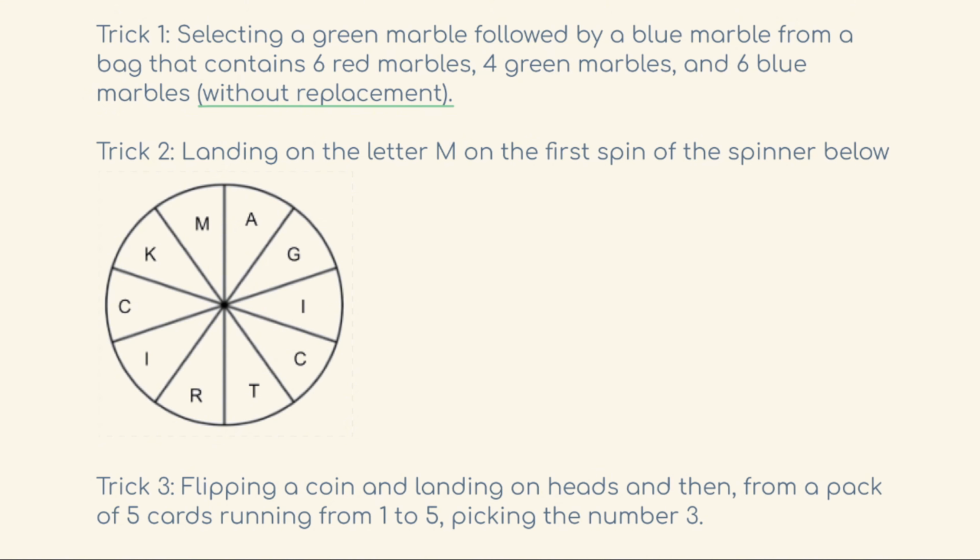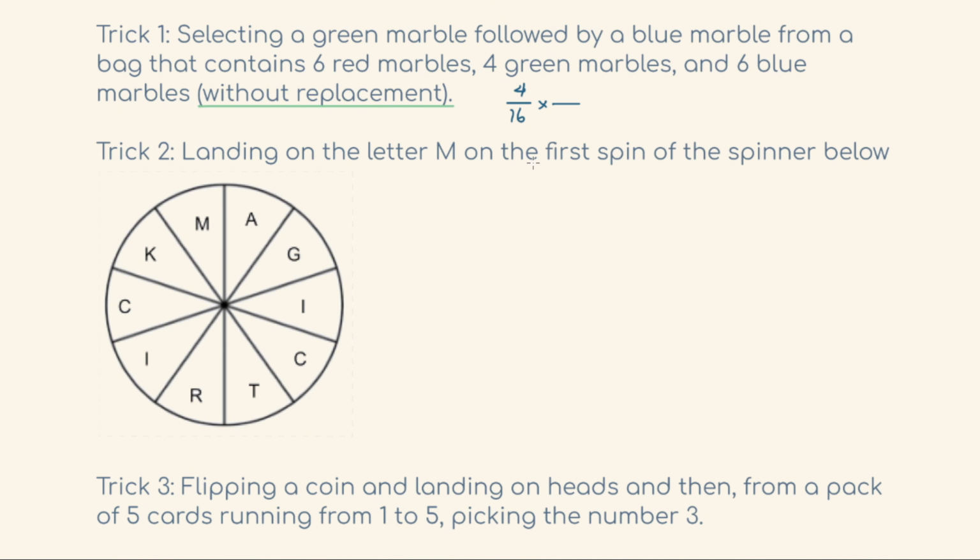So how many green marbles do I have in total? We've got 4 green marbles, right? So 4, and that's 4 out of how many? So we have to know how many marbles I have in total in that bag. So 6 plus 4 plus 6, that is 16. I've got 4 out of 16. Okay, that's my first probability. Now I'm going to multiply it to my second probability.